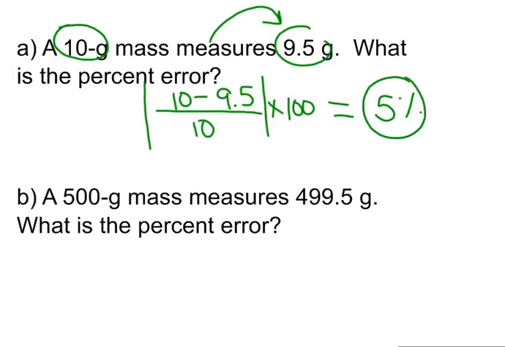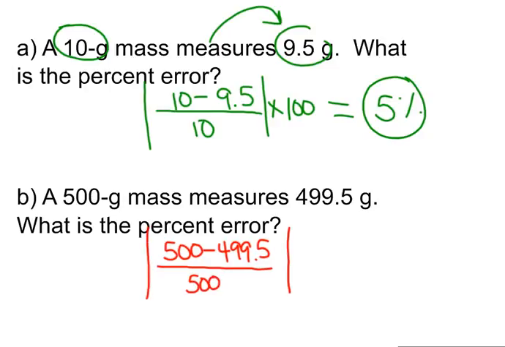Pause the video and try this one yourself, and then when you're done, start the video again to see if you got it correct. Okay, what you should have done is take 500, the actual amount, minus the measured amount, 499.5, divide by the actual amount, take the absolute value of that. Remember, absolute value means you'll never have a negative number. Times 100. And the answer you should have come up with is 0.1%. Did you get it right?